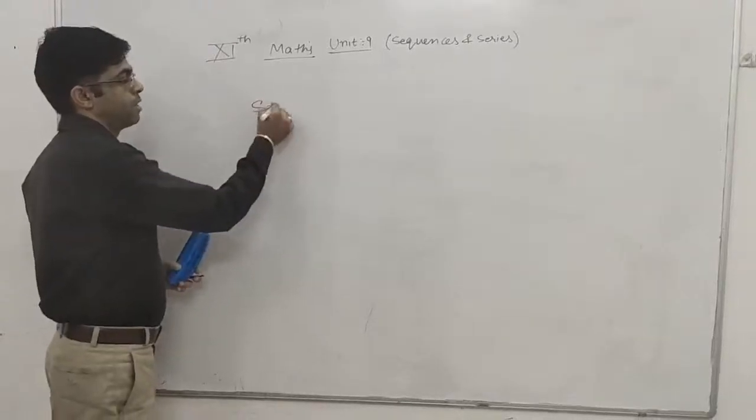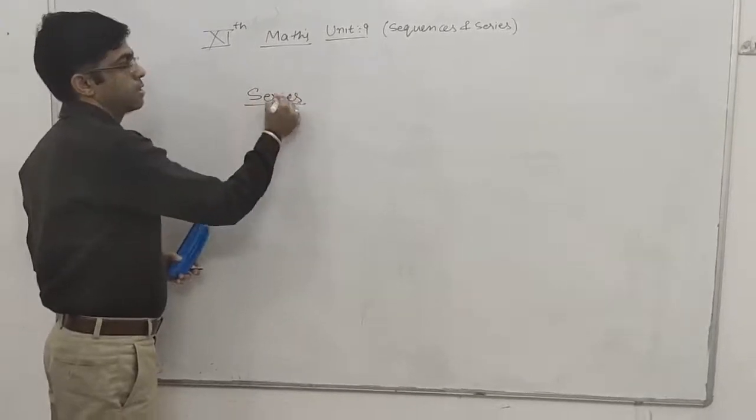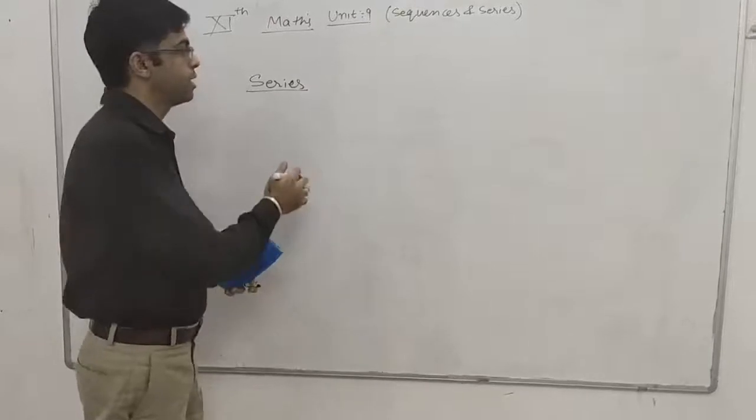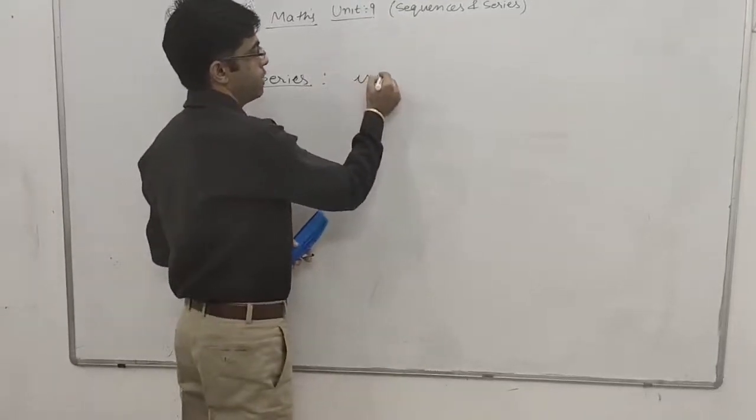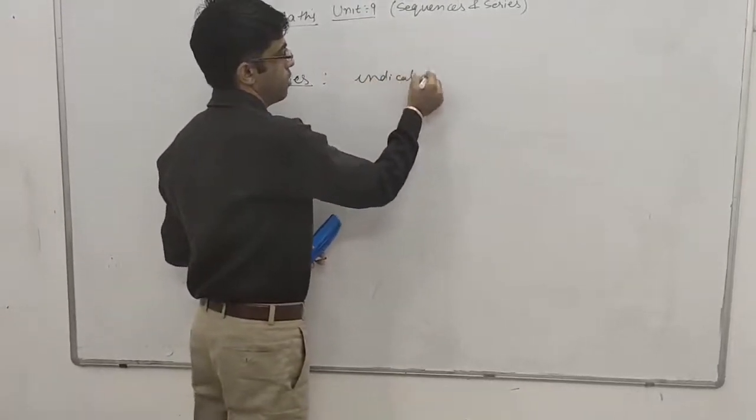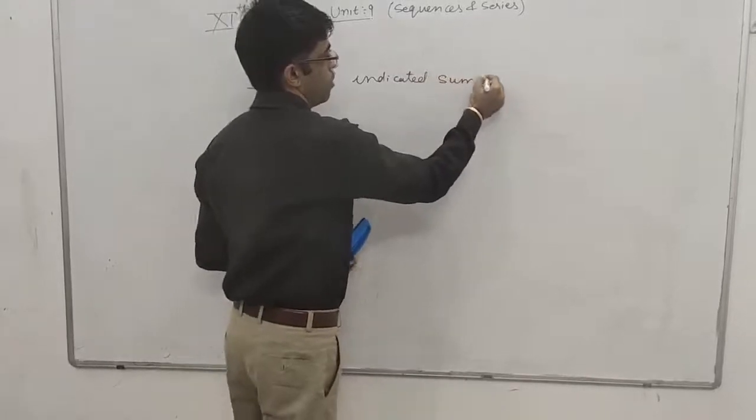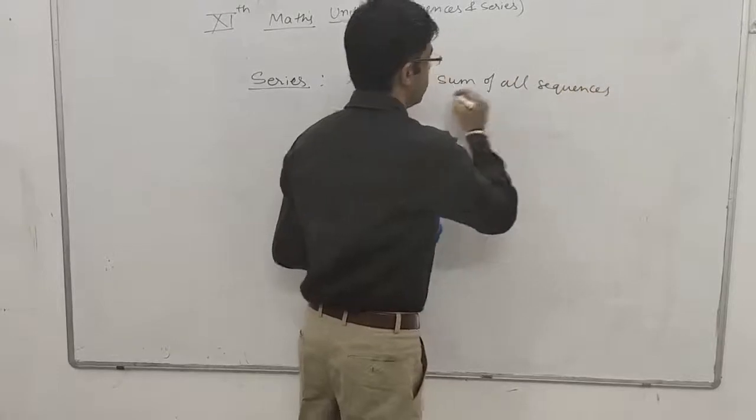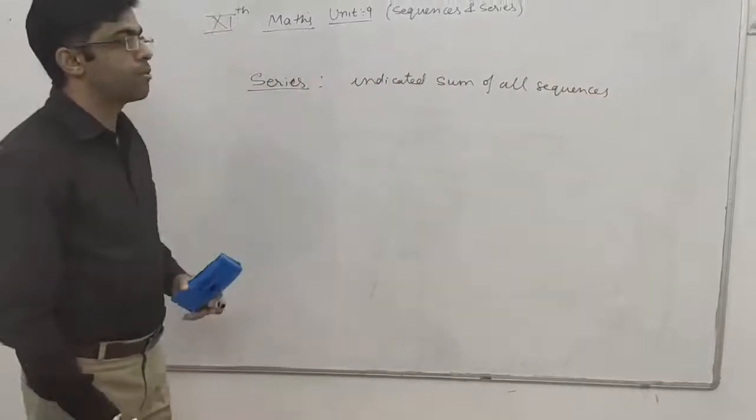Now next comes series. What is series? The chapter name is sequence and series. Sequences I have told, and series is the indicated sum of all terms of a sequence. The indicated sum of all sequences forms a series.